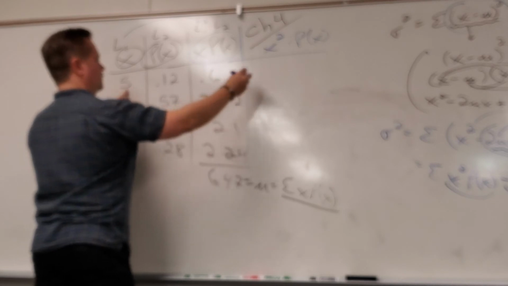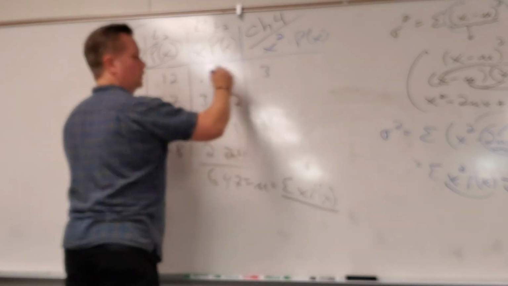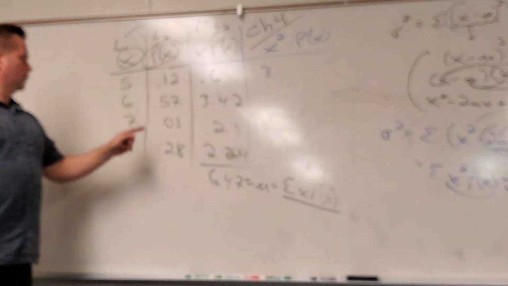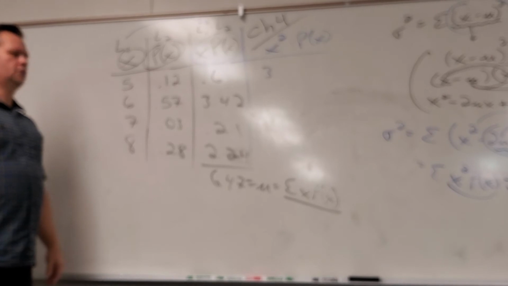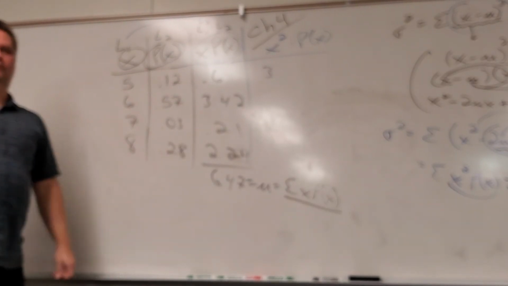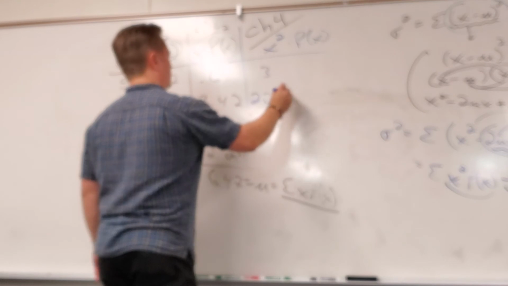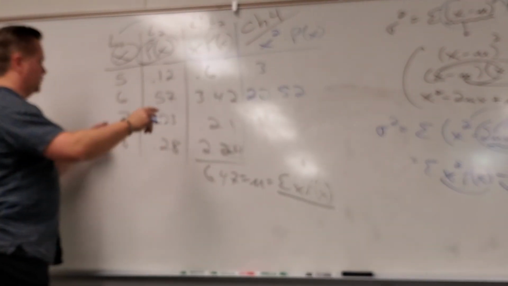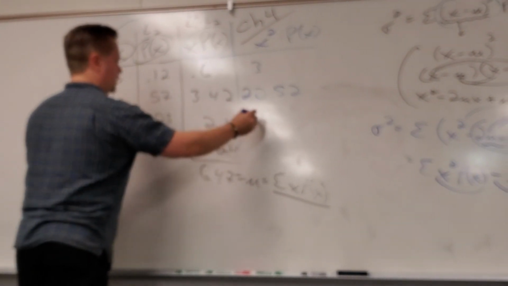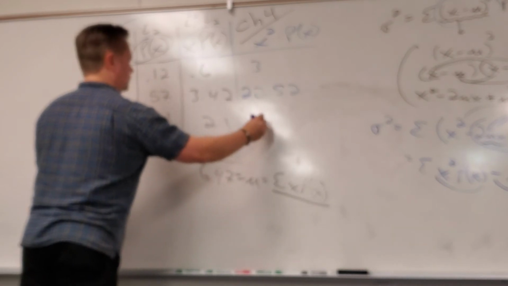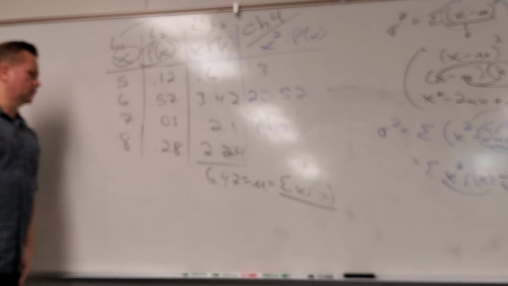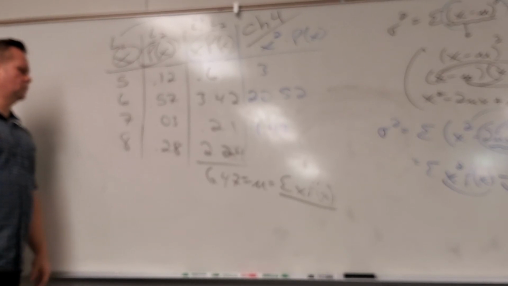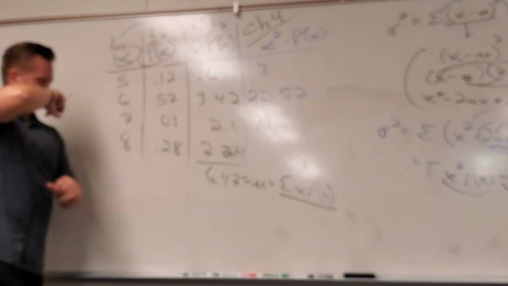What's 6 times 5? 30. And then 0.6 would make it 3.0, right? And then 6 times 3.42. Is that 20 point... Screw it, Jeff. 20.52. Thank you. Save me from myself. 7 times 0.21. I could maybe do that. 1.47. And then 8 times 2.24. 17.6, 17.92? Yes. Sorry.